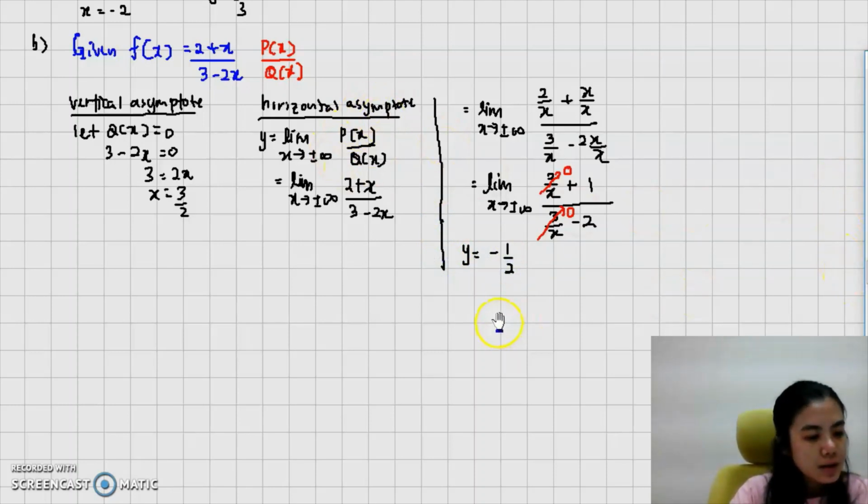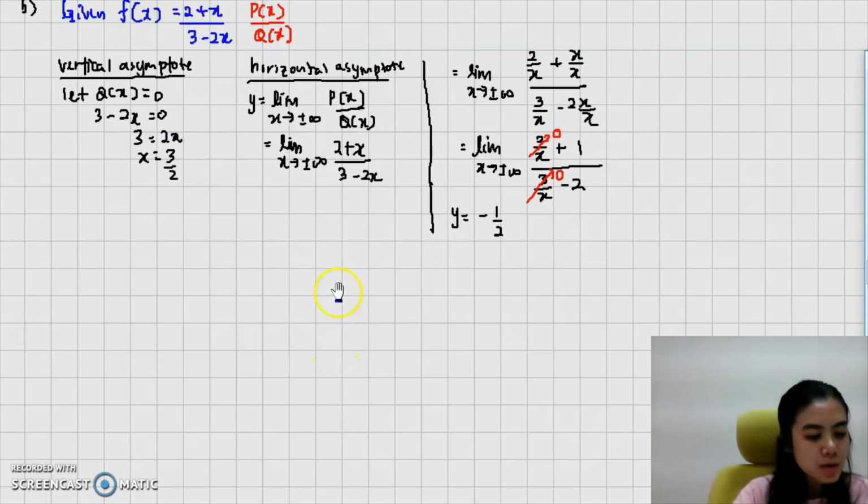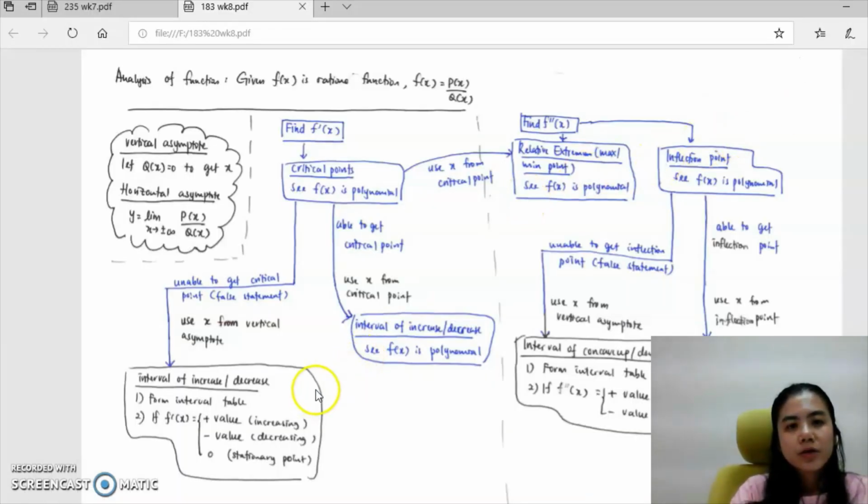Okay, now we go to part C, the interval where the function is increasing or decreasing. So let's go back to the flowchart in order to answer this question. If we are talking about the interval of increasing or decreasing, you can see that in this flowchart I gave you 2 options. Which is the correct option that we need to use? So you have to trace back.